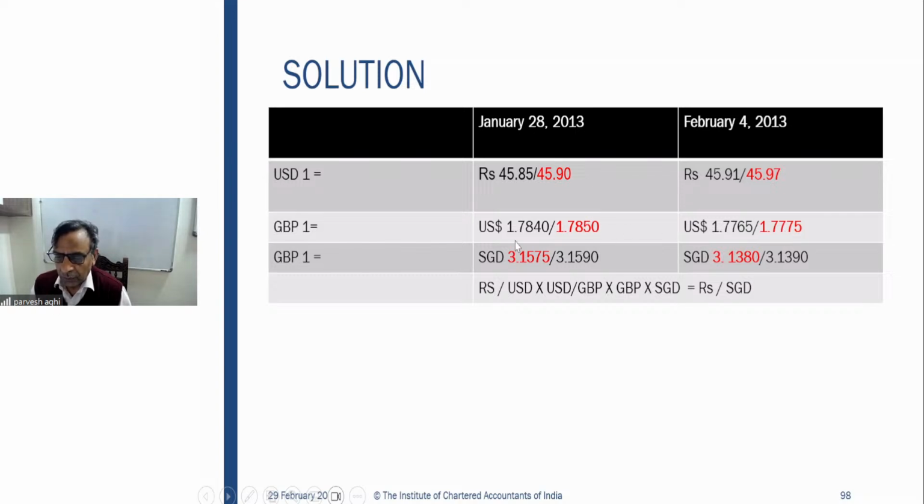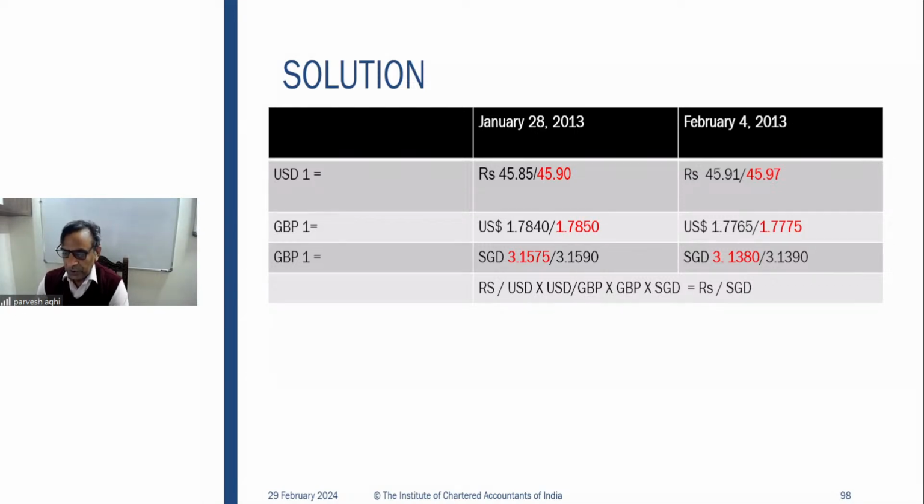Anyway, when we look at the quote in terms of Singapore dollar versus pound, since he is going to buy Singapore dollars, the quote should have been converted first in terms of one Singapore dollar. This is an indirect quote. So we need to convert this into a direct quote and then calculate what is one Singapore dollar in terms of pound. So the rate has gone from 3.1575 to 3.1380. So these are the quotes given to you.